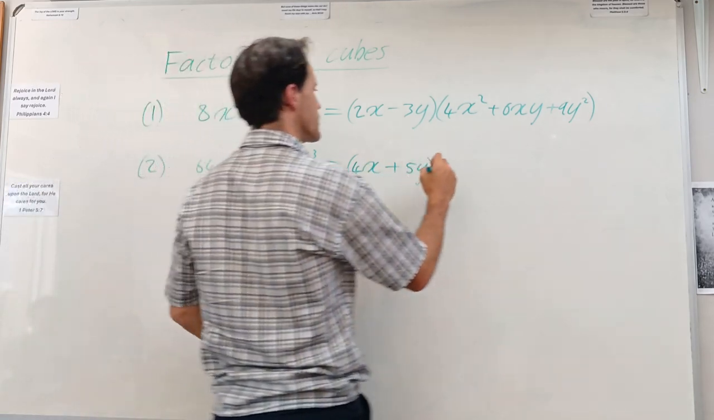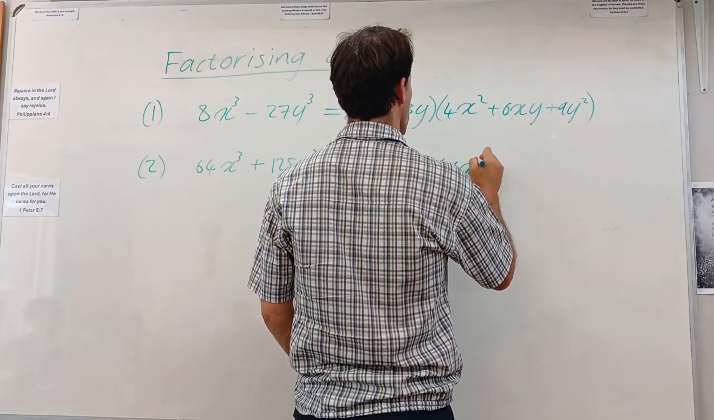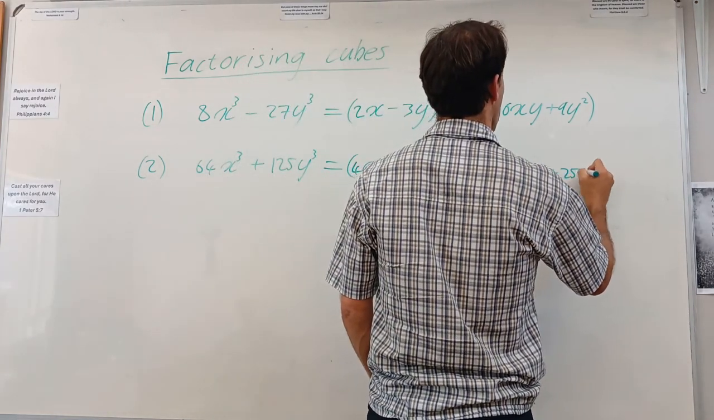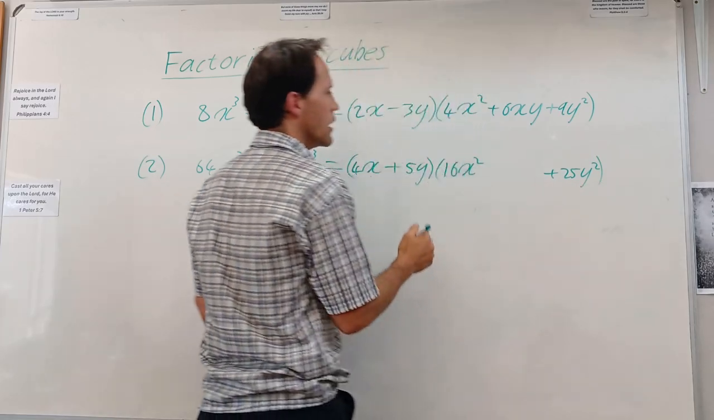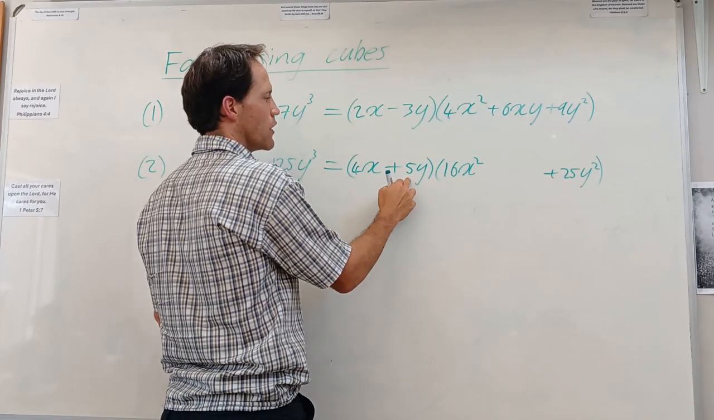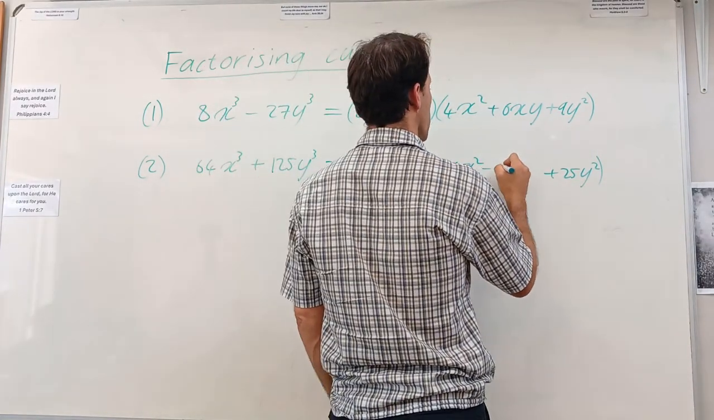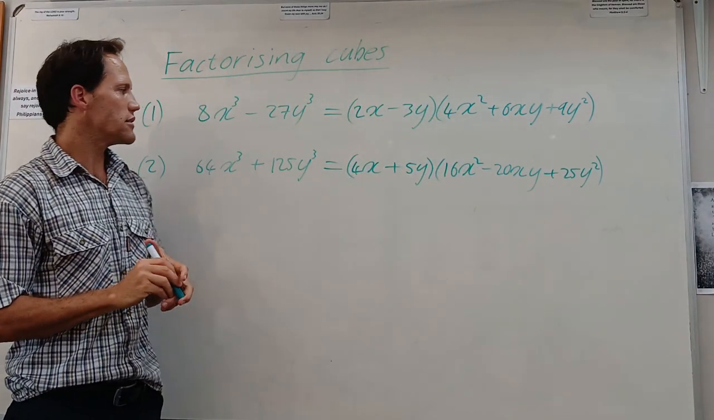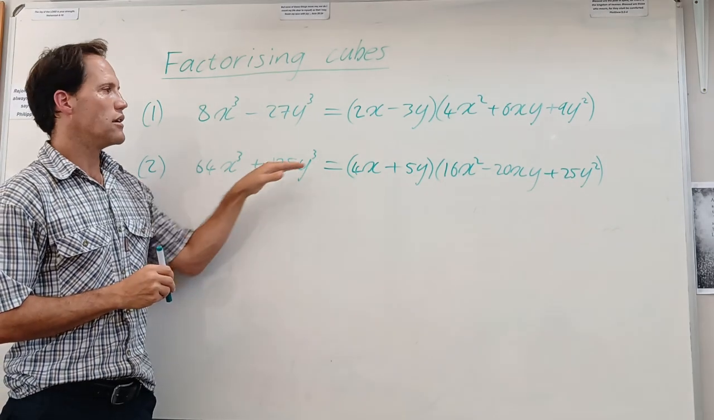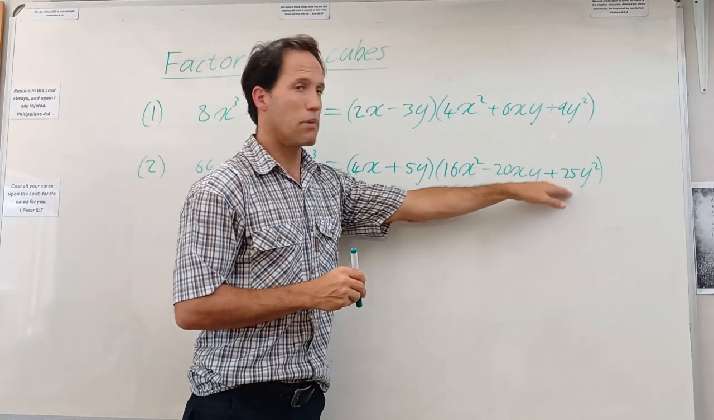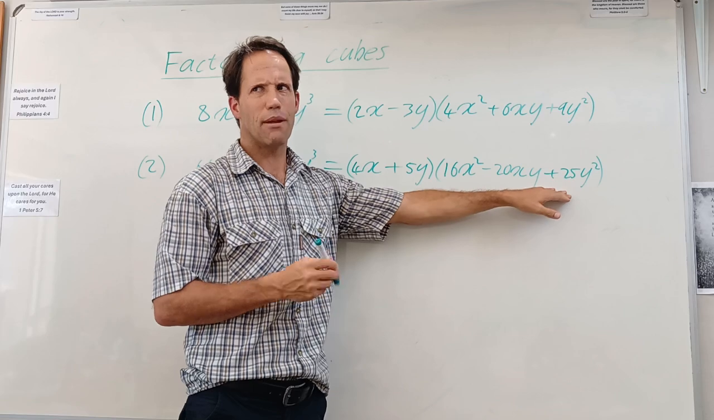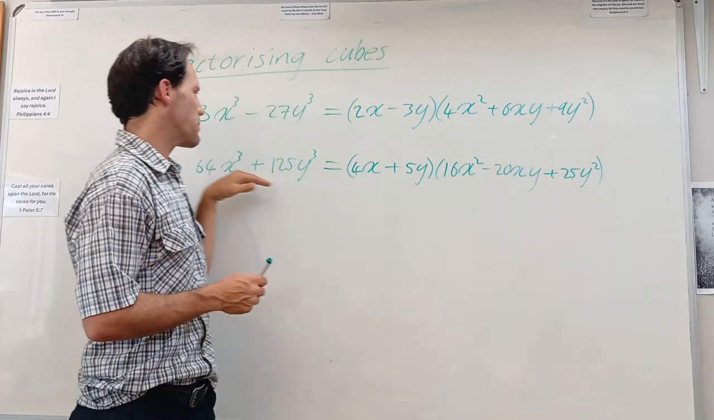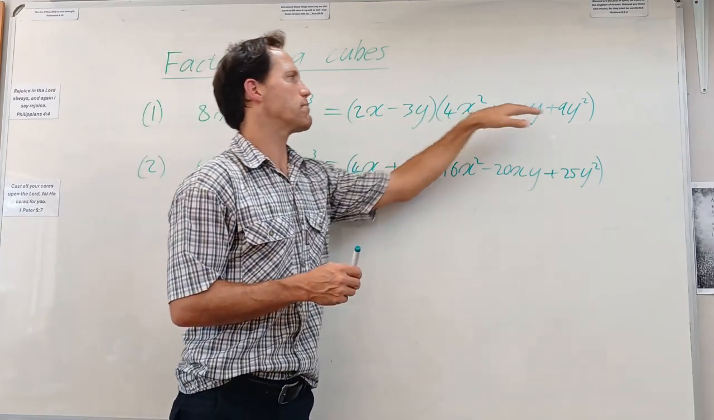4x times 4x is 16x squared. 5y times 5y is 25y squared. And then when I multiply 4x times 5, I get 20xy in the middle. 20xy. And in this case, plus is going to be plus, minus, plus. Okay, so just remember that order of the signs. Plus, minus, plus. If it's minus, it's minus, plus, plus.